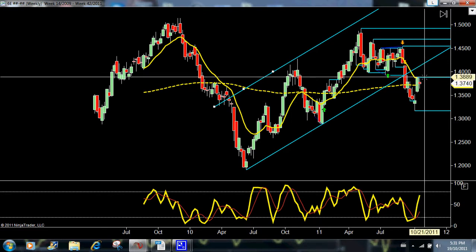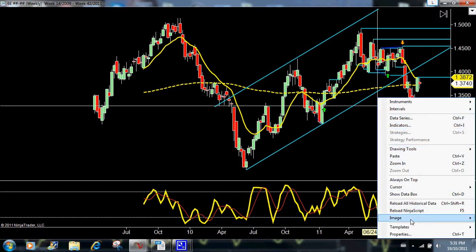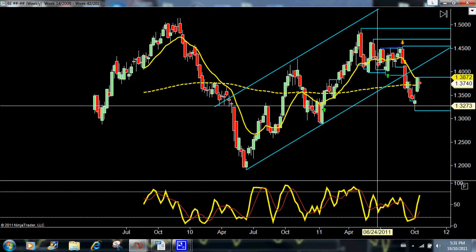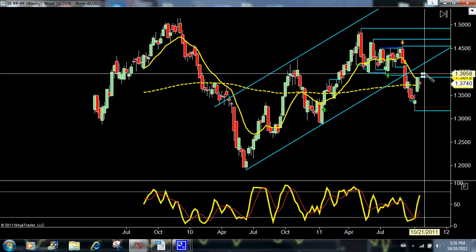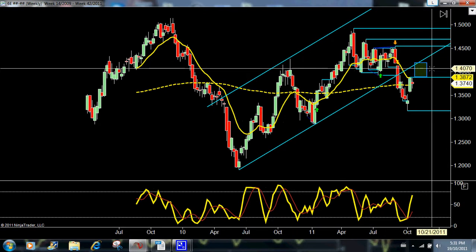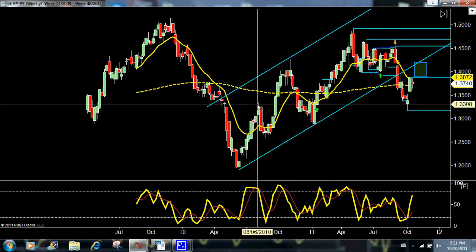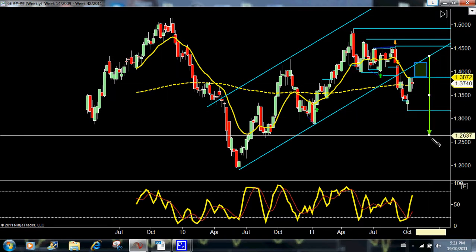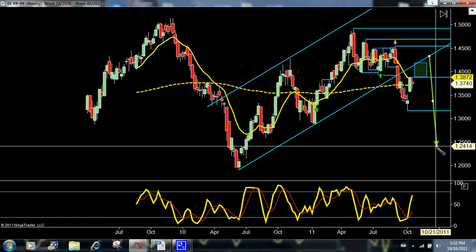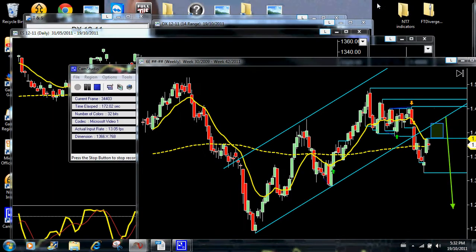I think that we can definitely at least go up to, I'll pull out the drawing tools, I think we can at least go up to right here. We will touch this trend line again before we start to head back down and make new lows below 1.300 on the euro US dollar.